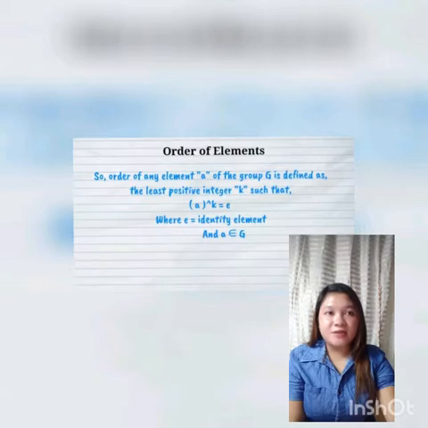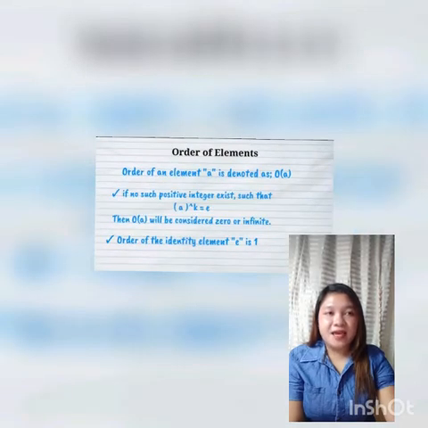So, the order of any element A of the group G is defined as the least positive integer k such that A to the power of k is equal to E, where E is the identity element belonging to G. The order of an element A is denoted as O(A). If no such positive integer exists such that A to the power of k is equal to E, then O(A) will be considered 0 or infinite. Also know that the order of the identity element E is 1.